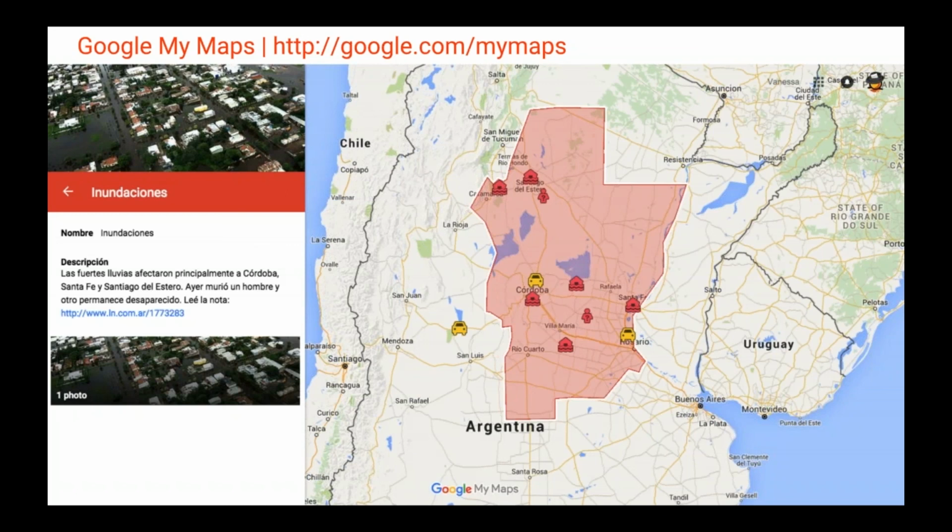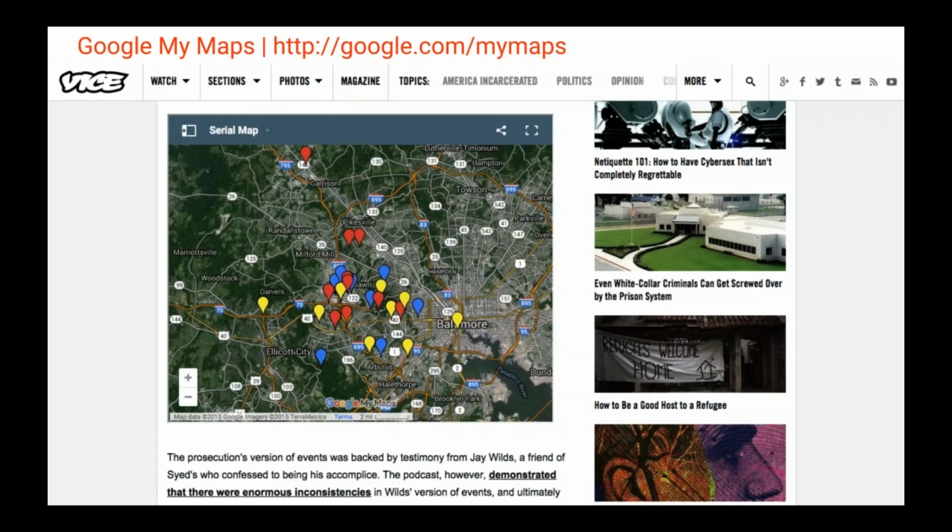This map probably took all of about 10 minutes to create. That shape was actually probably hand-drawn using the tools that are built in with Google My Maps. And then there's pins that have been dropped on here probably manually, one at a time, but you could just as easily upload a spreadsheet of information as well.